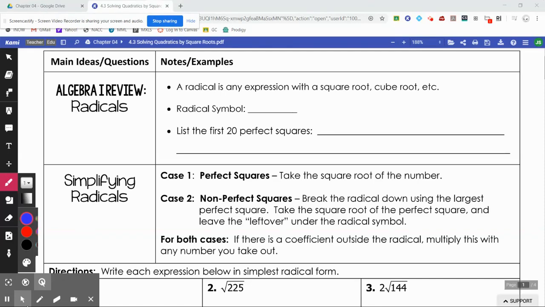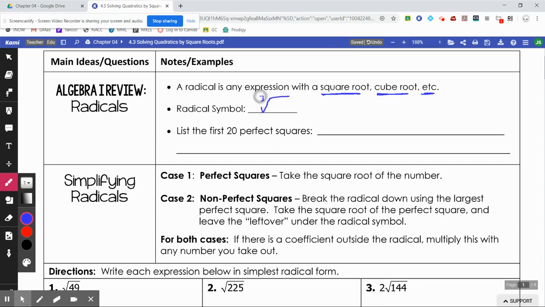In this video, we're going to review radicals to get you ready for solving quadratic equations with square roots. First off, a radical is any expression that has a square root, a cube root, a fourth root, a fifth root, etc. The radical symbol is this, and sometimes you might have a third root or a fourth root or a fifth root or something like that. But if there's no number, it's understood to be a square root.